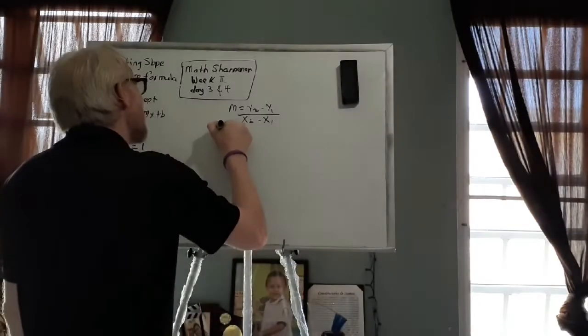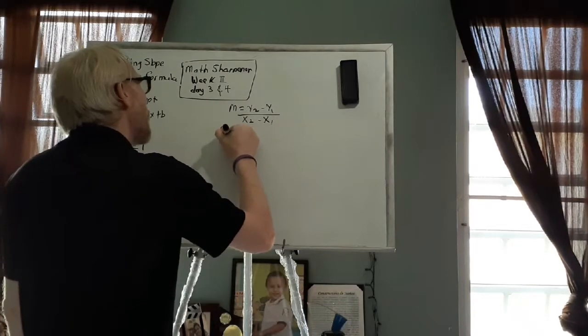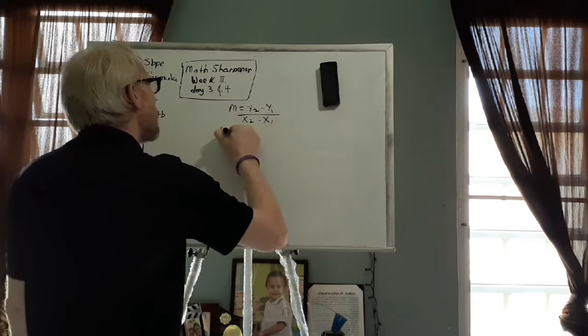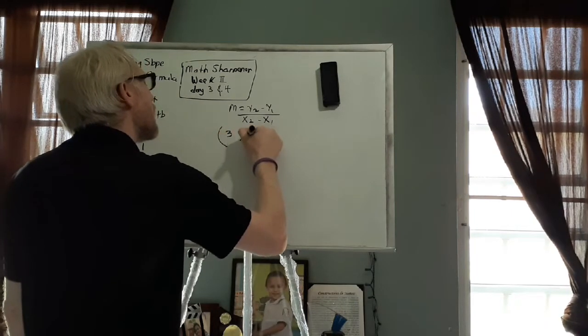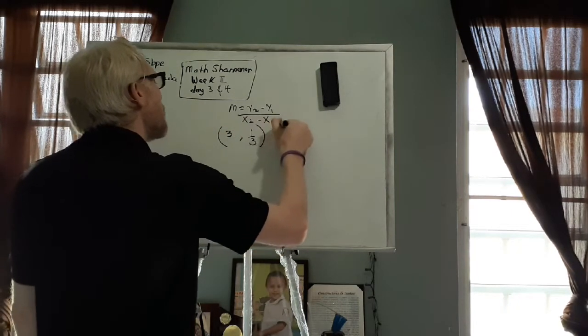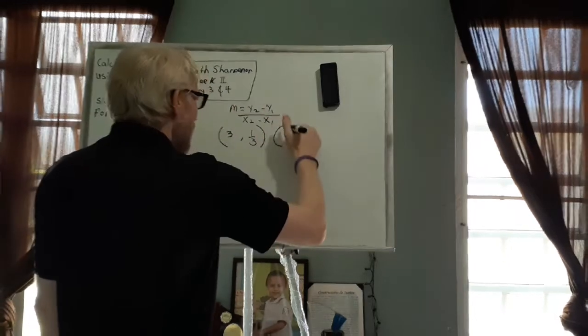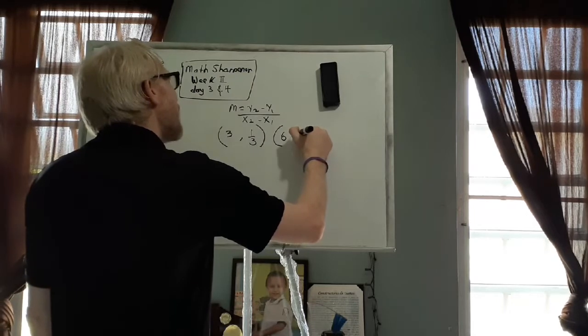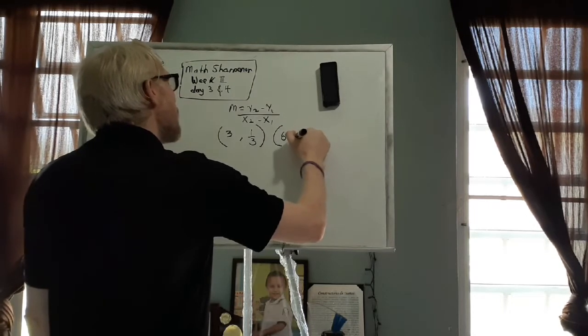So what if I say something like 3 and 1/3, and my other pair would be 6 and 2/3.